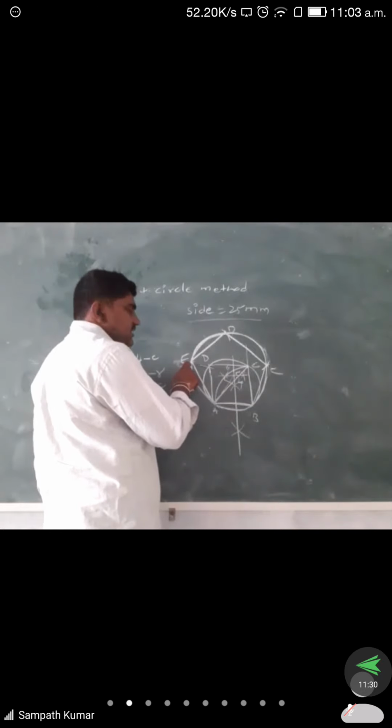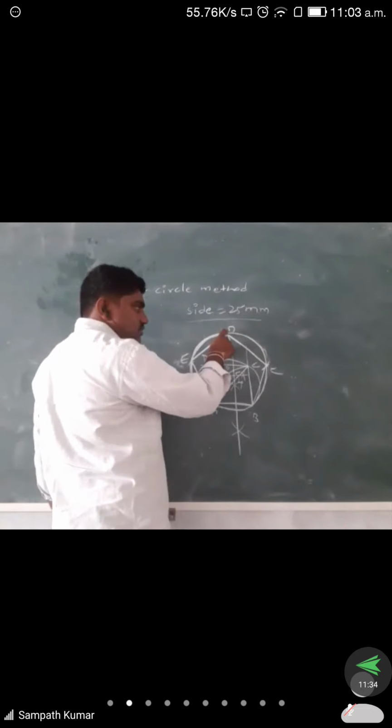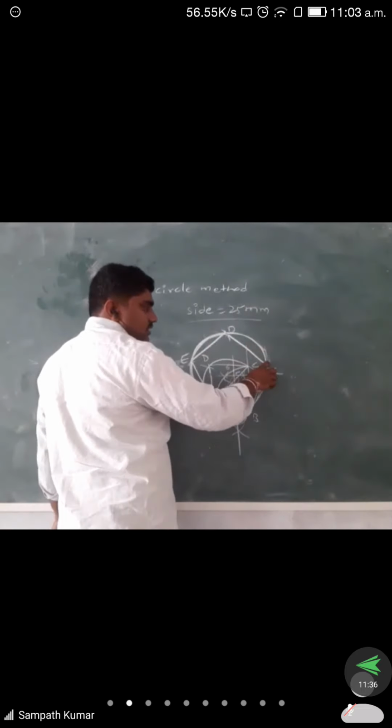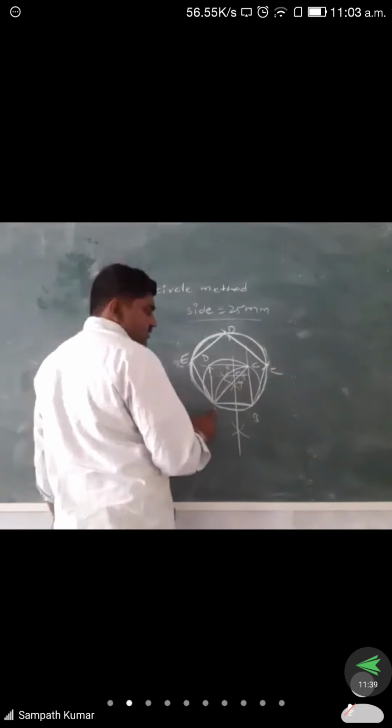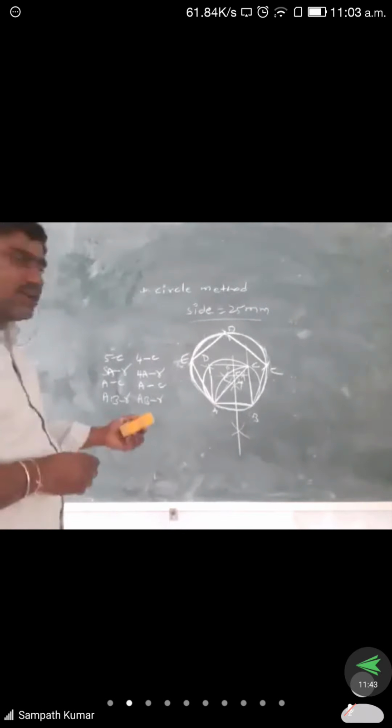Take this point as the center. Then we have to draw the arc. We have to get another point on the circle. Take this point as the center. Draw the arc. Then how many corners do we need? 5 corners: 1, 2, 3, 4, 5. The pentagon has 5 sides and 5 corners.